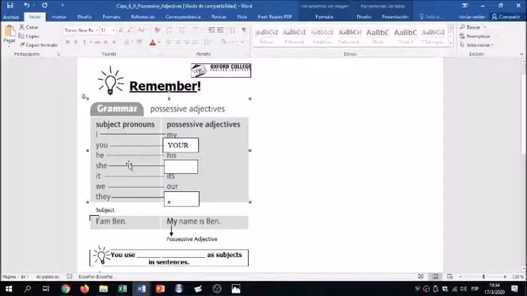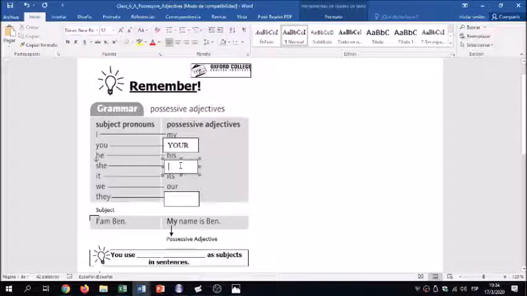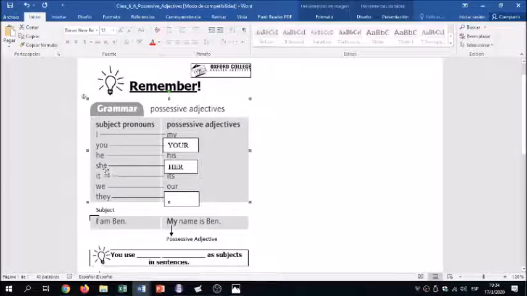What about the subject pronoun she? What is the possessive adjective of she? For example, you can say, she is Camila. ¿De qué otra manera podríamos decir esa oración? Okay, very good. Her name is Camila. So, the possessive adjective of the subject pronoun she is her. Very good. Then we have the subject pronoun it and the possessive adjective its. And pay attention to something. El adjetivo posesivo de it, que es its, no lleva apóstrofe.